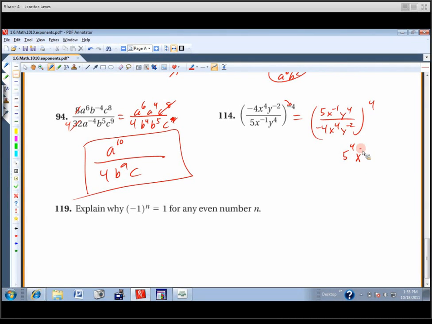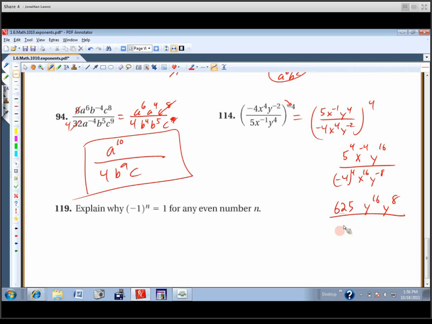So this is going to be 5 to the 4th, x to the negative 4, y to the 16th, negative 4, I'll put that in parentheses because the negative's in there also, to the 4th, x to the 16th, and this is going to be y to the negative 8. And then I can just move things around. 5 to the 4th is 625.